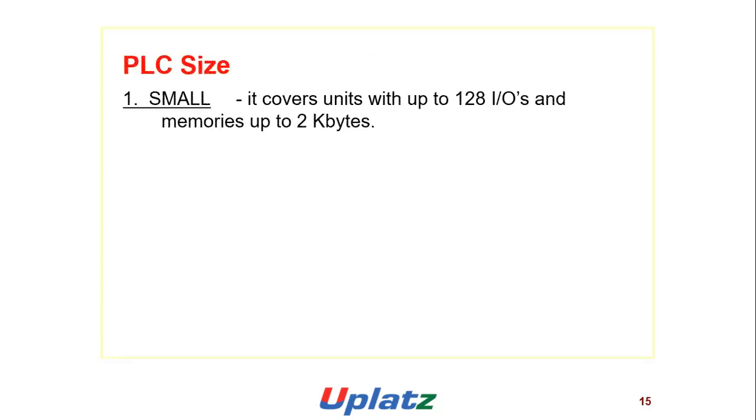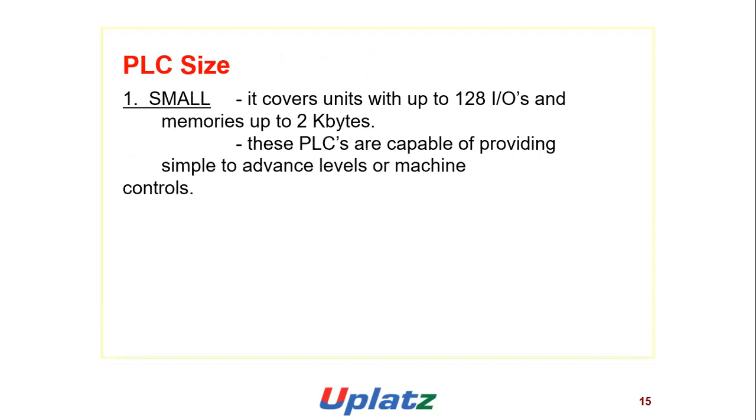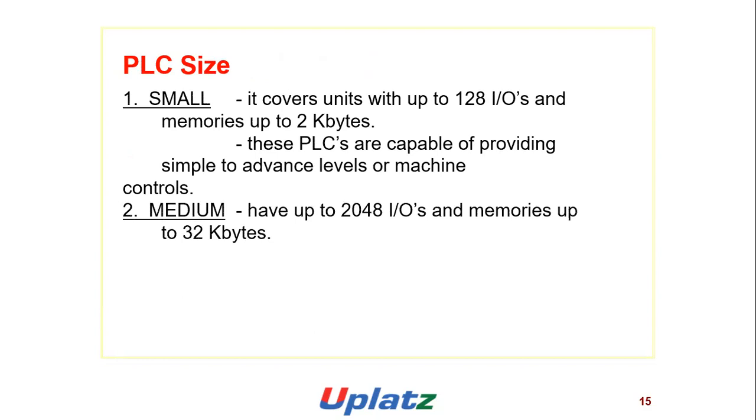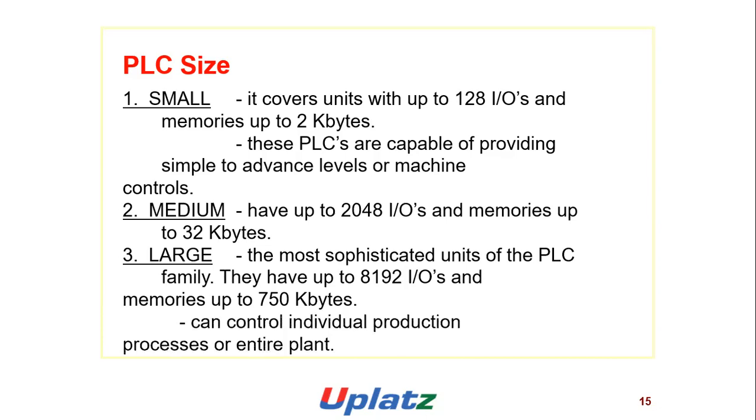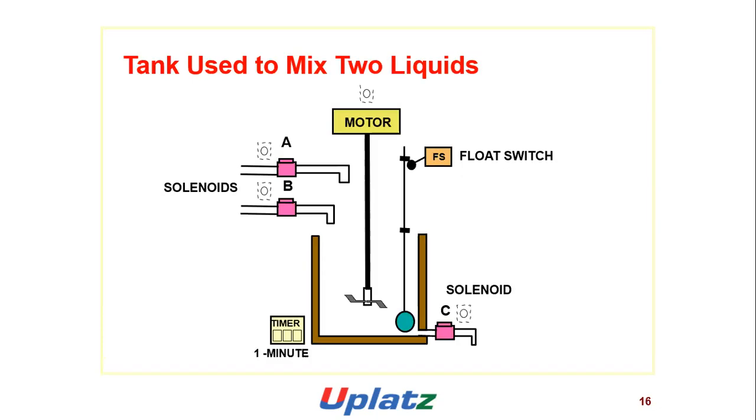PLC size: small, it covers units with up to 128 IOs and memories up to 2 kilobytes. These PLCs are capable of providing simple to advanced levels of machine control. Medium have up to 2048 IOs and memories up to 32 kilobytes. Large are the most sophisticated units of the PLC family. They have up to 8192 IOs and memories up to 70 kilobytes, and can control individual production processes and entire plants.